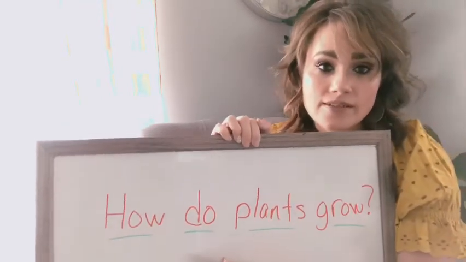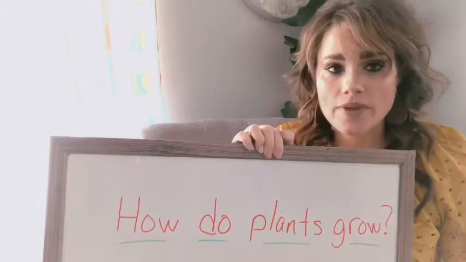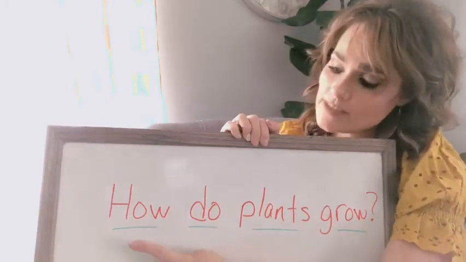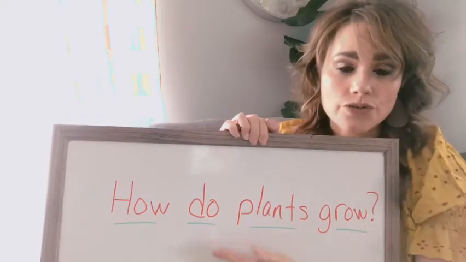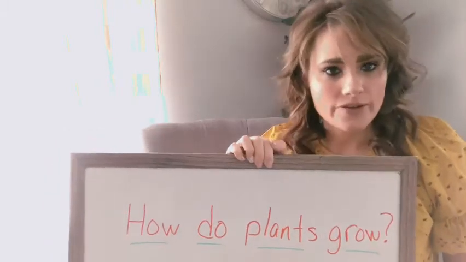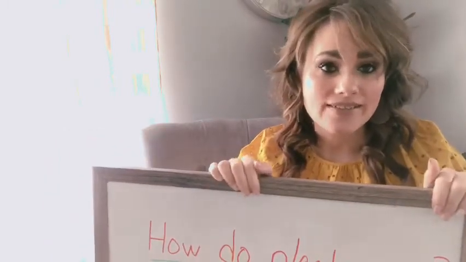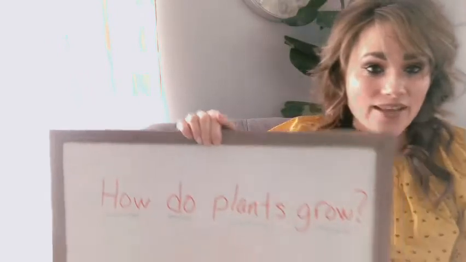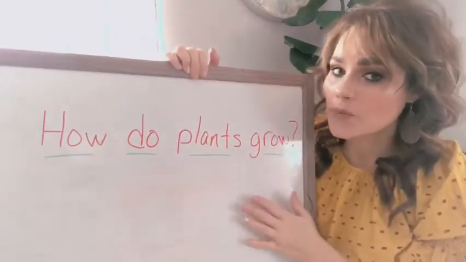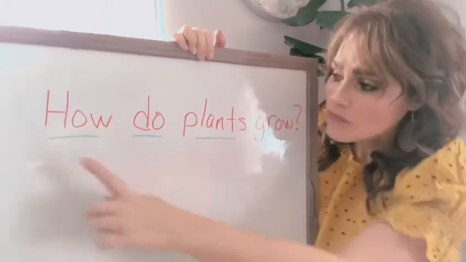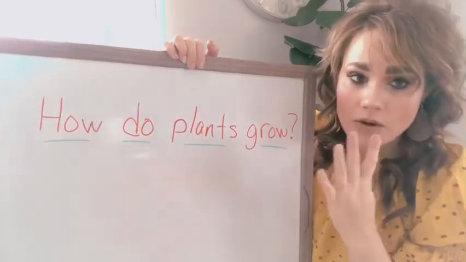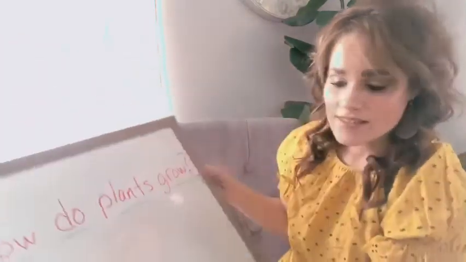So let's read our sentence together, and remember it's a question, so make sure in your voice you are asking a question. So let's read it with Miss Young. How do plants grow? Yesterday we talked about how plants grow. So I want to answer that question in a minute, but before we do that, let's count how many words we have in our sentence, okay? 1, 2, 3, 4. There are 4 words in my sentence.